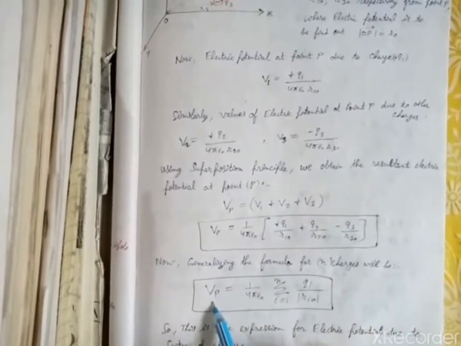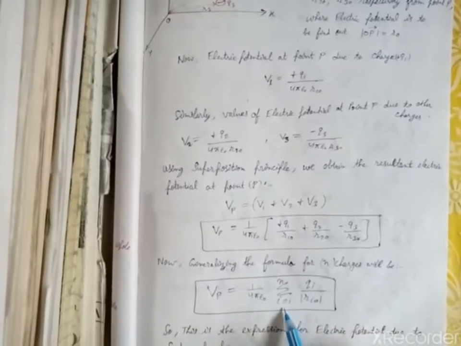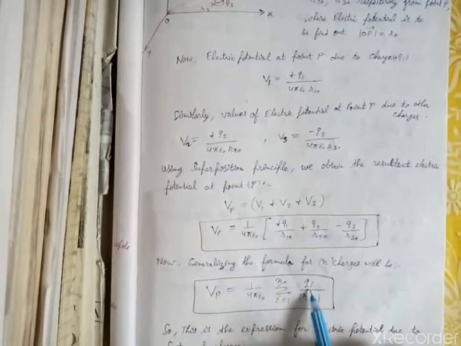We get the electric potential at point P due to n charges as 1 by 4 pi epsilon naught summation i from 1 to n of q i by r i0. This is the expression for electric potential for a system of charges.